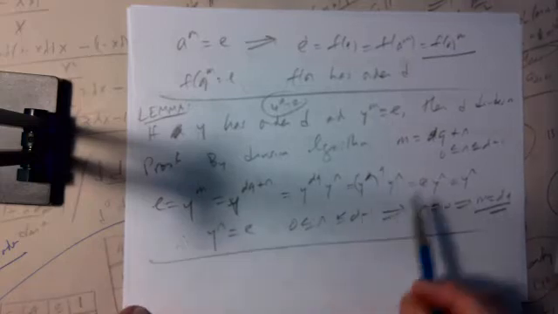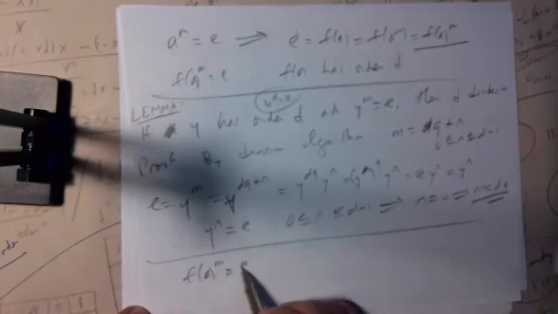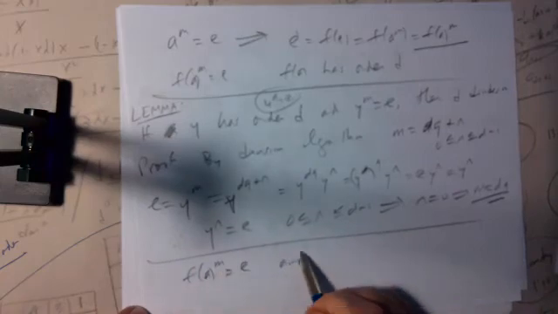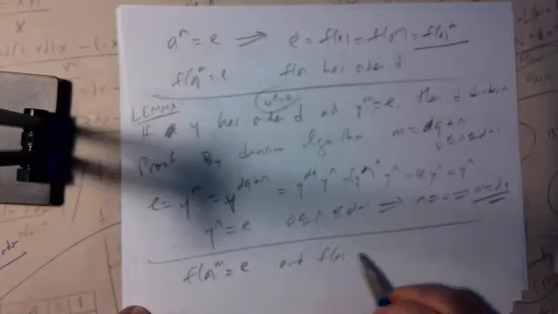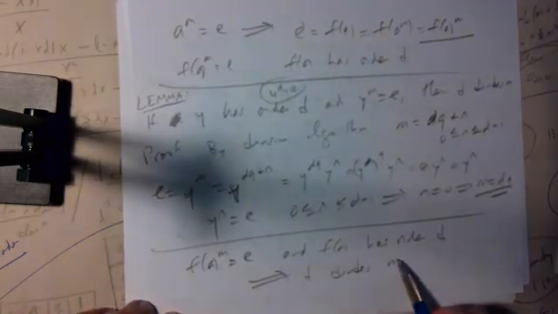So what did I just prove in this problem? I proved that f of a to the m is the identity, and f of a has order d, so that means d divides m. Right? That's what I needed to prove.